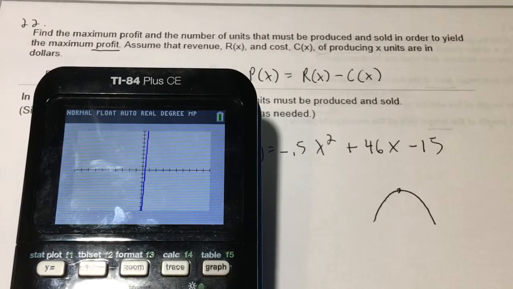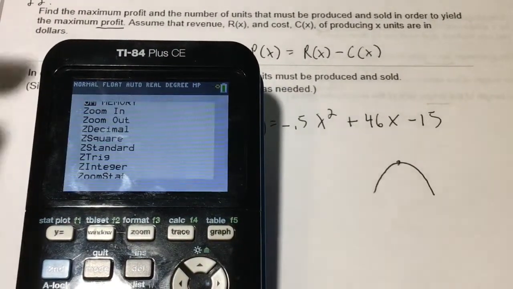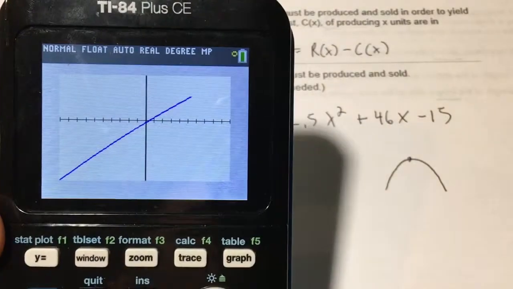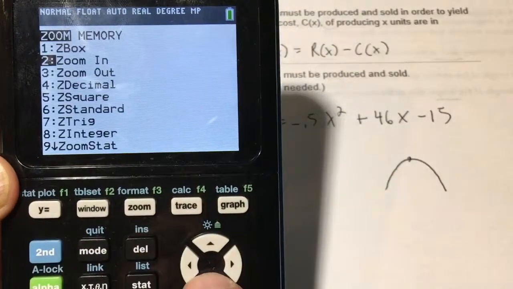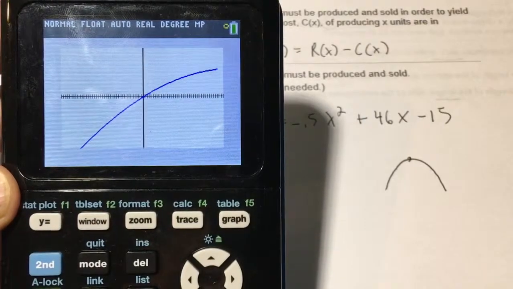And no, it does not. So I'm going to do my zoom fit again. Zoom, and I'm going to scroll down until I see the word fit. Zoom fit, and it should get the maximum in my graph. If it doesn't, I'll just zoom out. So it doesn't, so I'm going to hit zoom, then zoom out, and I hit enter again. Now if I want it to zoom out again, I just hit enter one more time.